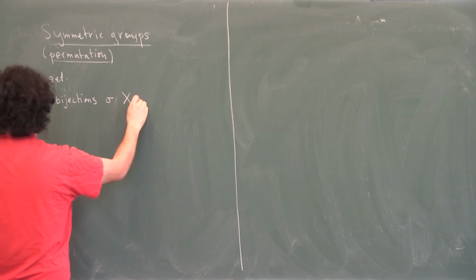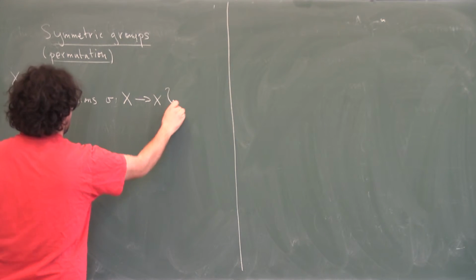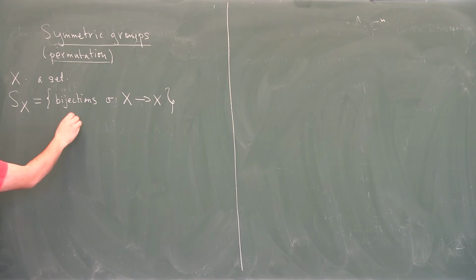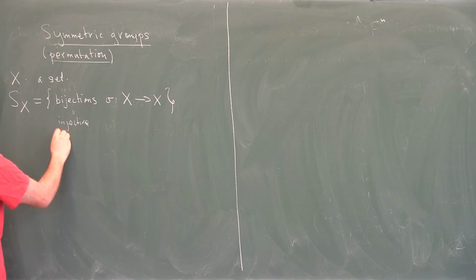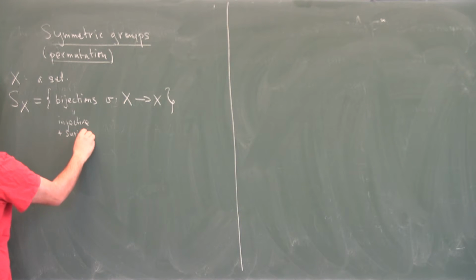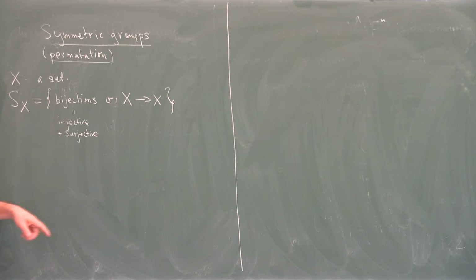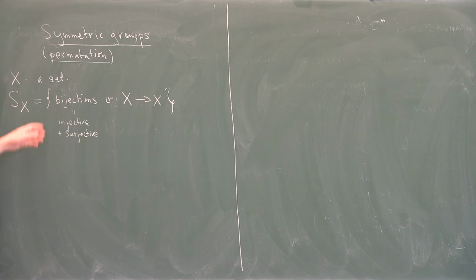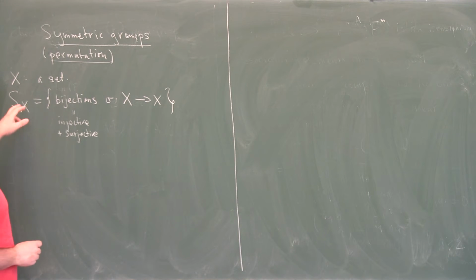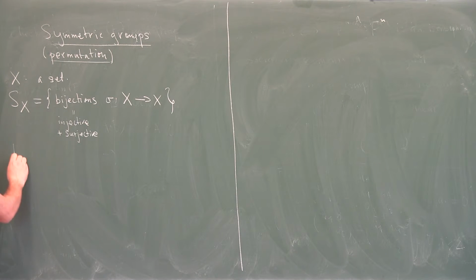sigma from X to X. So recall, bijection means injective plus surjective. In case X is finite, it suffices to check one of these two properties to have the other one for a self-map from X to X. But if X is infinite, you might have one of these but not the other. Okay, and the case that we will consider most in this course is when X is finite.